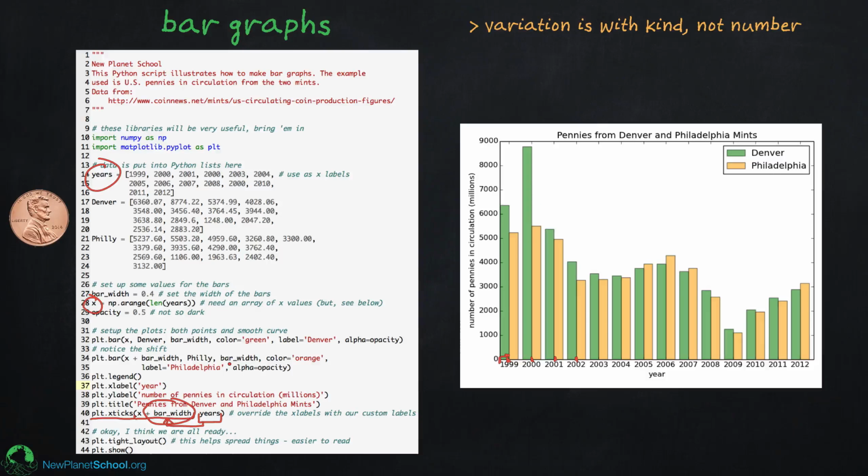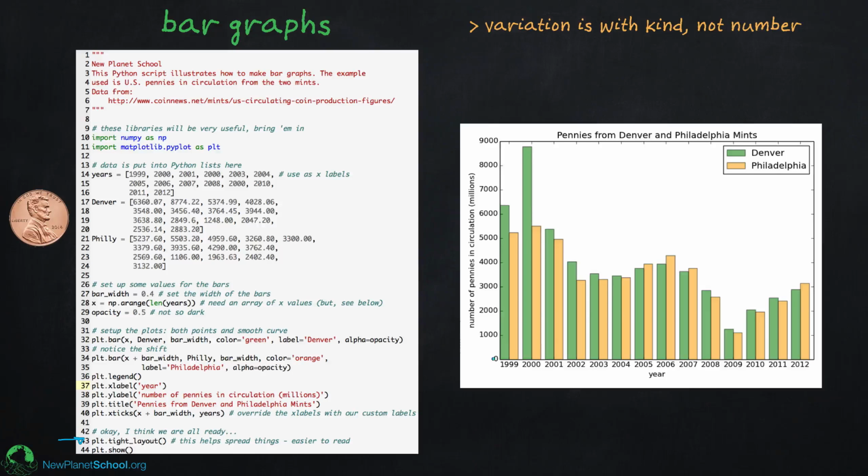I also introduce another command that's very useful, which is right down here, called tight layout. Keep that in mind when you're doing graphs where you have a lot of things next to each other, like these labels. Like this label 1999 is short. If it had been really long, it might have overwritten part of this label.